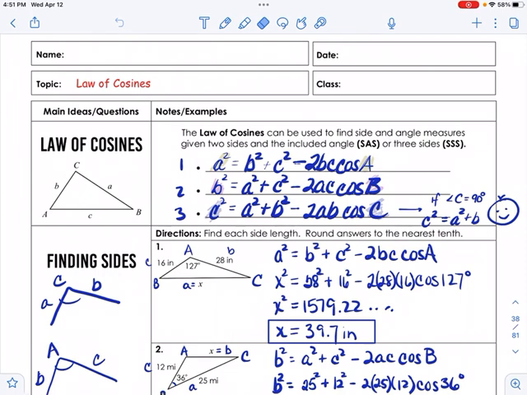Okay, hi there. We are picking up on law of cosines. Got a couple things that we have to clean up after today's lesson.